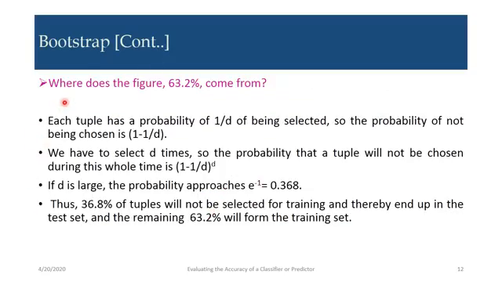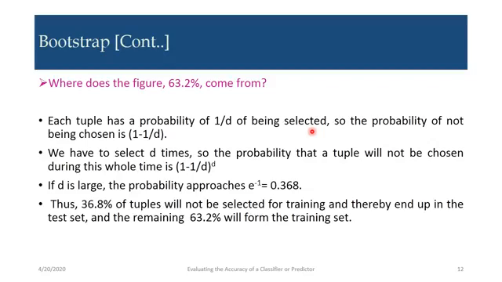The question is, where does the figure 63.2% come from? Here each tuple has a probability of 1/d of being selected, as we have initially taken d number of data tuples. So every tuple has a probability of 1/d of being selected from that data set. So the probability of not being chosen is 1 minus 1/d, it is obvious.